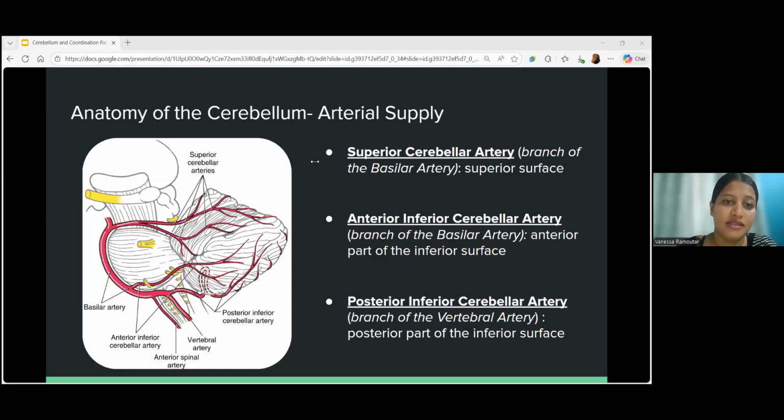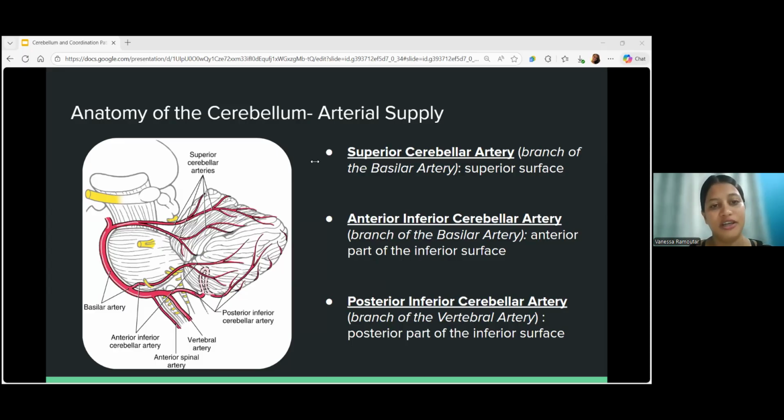Now onto the vasculature of blood supply. The cerebellum is supplied by 3 pairs of cerebellar arteries. The superior cerebellar artery, which is a branch of the basilar artery, which supplies the superior surface. The anterior inferior artery, which is another branch of the basilar artery, and it supplies the anterior inferior surface.